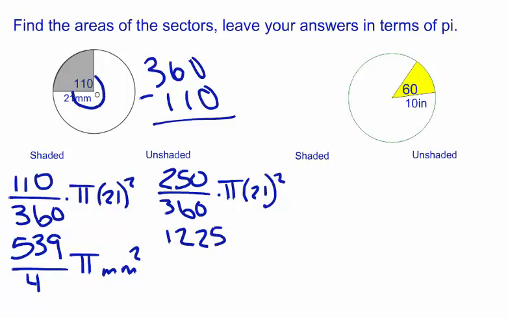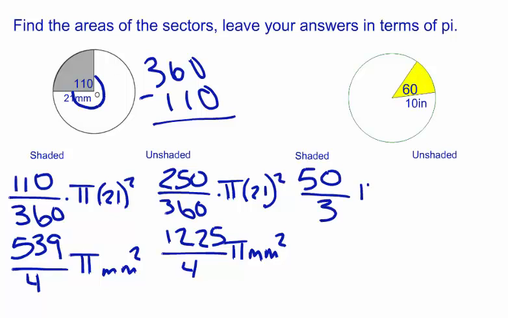So go ahead and do your algebra work, and if you have done so correctly, the unshaded area should be 1,225 over 4 pi millimeters squared in this area. So go ahead and pause and try to find the shaded and unshaded region of the second circle.